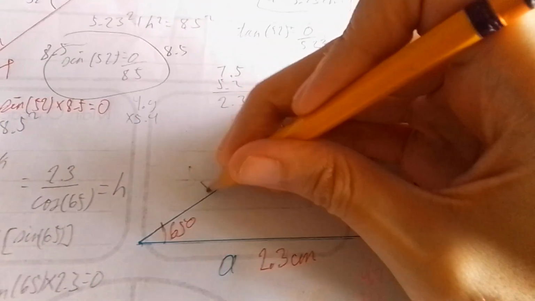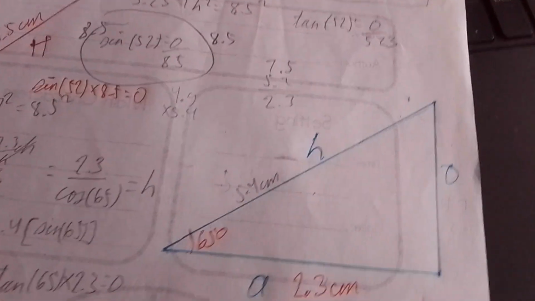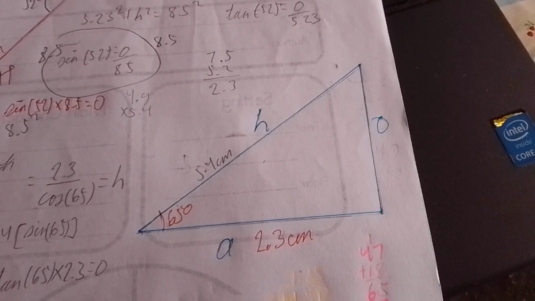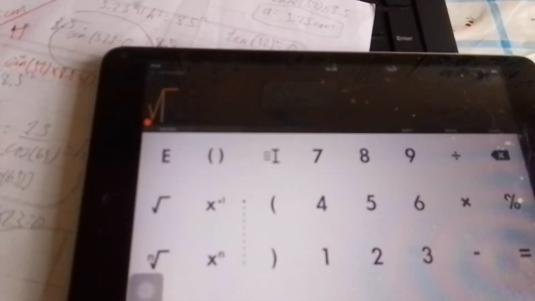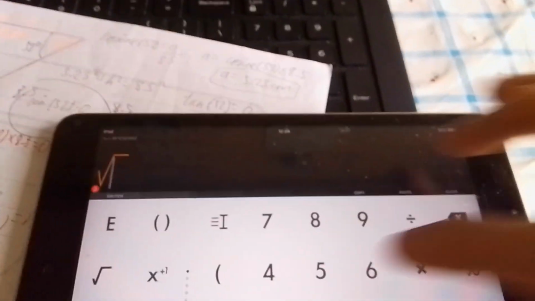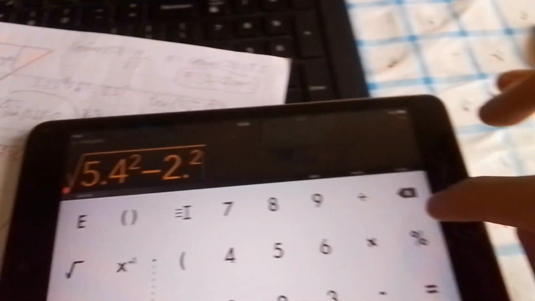So going back to our diagram. So di ba remember, this is 5.4 cm. Tama? Ang measure na hypotenuse ay 5.4. So 5.4 squared minus 2.3 squared. So plug this into our calculator, or to make it direct, pindot mo yung square root. Diba remember sa order ng operations, kung makikita mo, square root of 5.4 squared minus 2.3 squared. Diba?